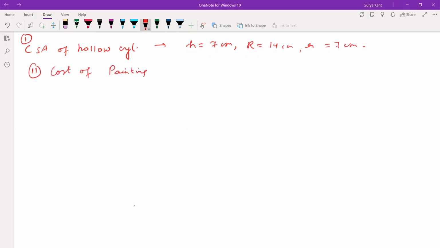Cost of painting the CSA part only, okay? The CSA, at the rate of 15 rupees per centimeter square, okay? So find the CSA of hollow cylinder.